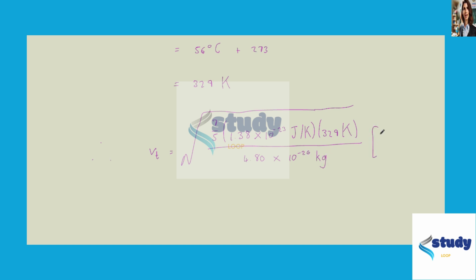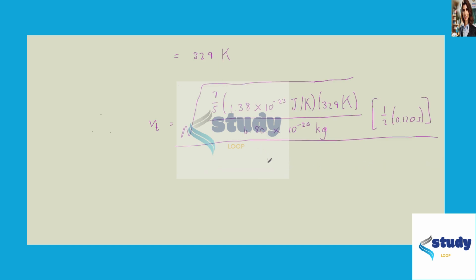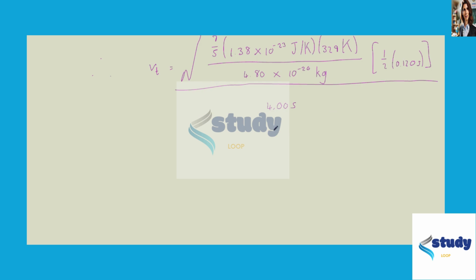and this is multiplied by a half times the round trip time, which we know is 0.12 seconds, and this is all divided by the time of the truck, which is 4 seconds to travel the given distance, and so we get the speed of the truck Vt to be 5.46 meters per second.